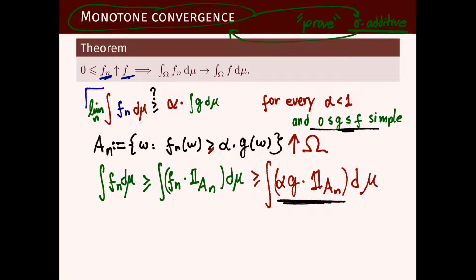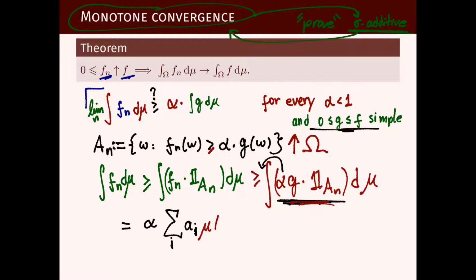We have not proved in general that the integral is linear. So being linear means this alpha gets out. Alpha gets out. And now what's the definition of the integral of g times the indicator of A_n? Well, this will be the sum over j of a_j, where the a_j are all the values that g can take, times the measure of the set where this function takes this value a_j.